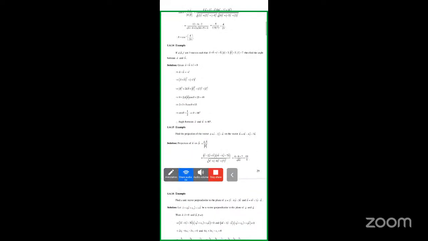So the angle between A and B is 60 degrees. Example: find the projection of two vectors, A bar is equal to 5i minus 2j plus k on the vector B bar, which is equal to 4i minus 4j plus 7k.